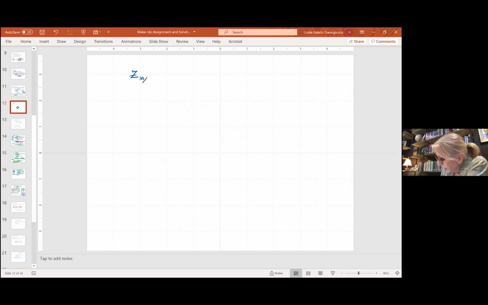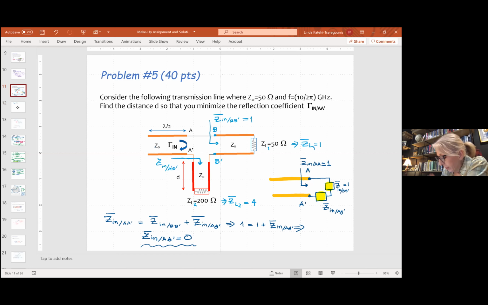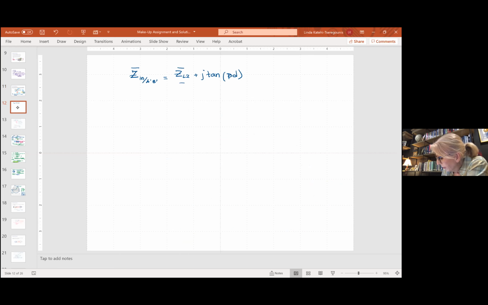Okay, the Z input at A prime, B prime, normalized, will be equal to ZL2 plus J tangent, and I think we called that beta D, over 1 plus J ZL2 tangent of beta D. All right, and then from here, we have to make that 0, which means we need to make ZL2 equal to J tangent beta D. Okay, what is ZL2? It is 4. 4 equals J tangent beta D.